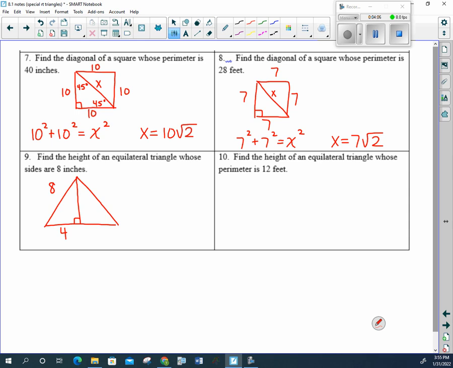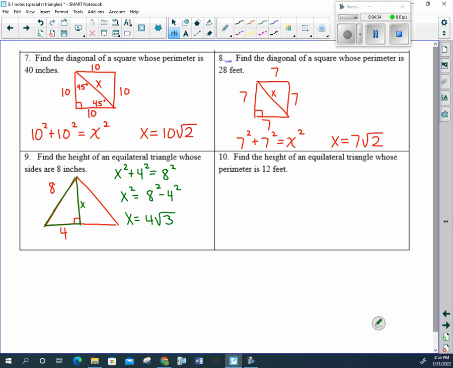Now I can do the Pythagorean theorem using just this triangle right here, and then I can figure out what x is. So x squared plus 4 squared equals 8 squared. So x squared equals 8 squared minus 4 squared. So x is going to turn out to be 4 square root of 3 when it's all said and done.